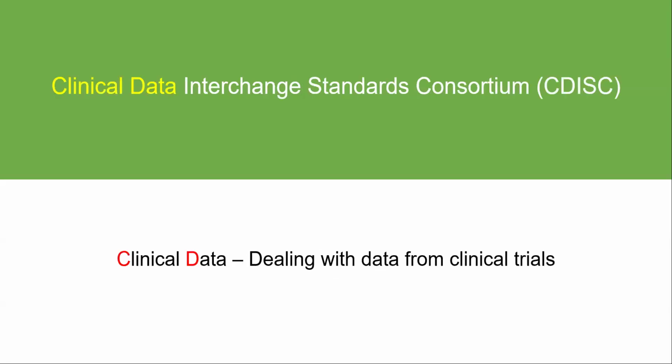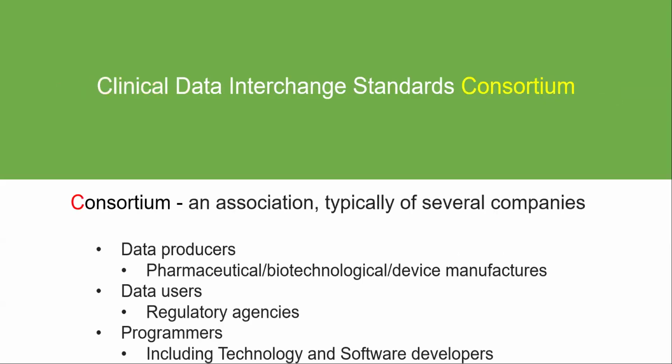So let's try to understand the different words that are part of Clinical Data Interchange Standards Consortium. Why do we have clinical data in place? Because we are dealing with the data coming from clinical trials. And then we have this word called consortium. The word meaning of consortium is nothing but an association, which is typically of several companies. So this CDISC is a group which consists of members from data producers and data users and also the programmers.